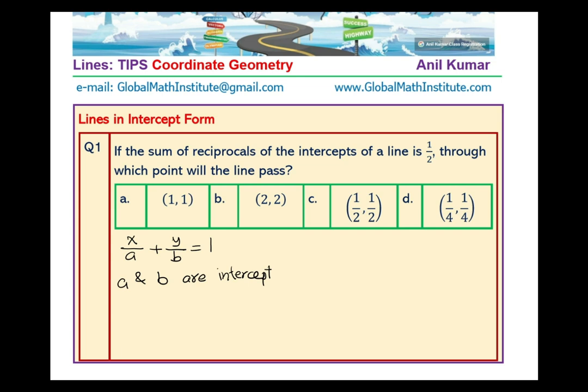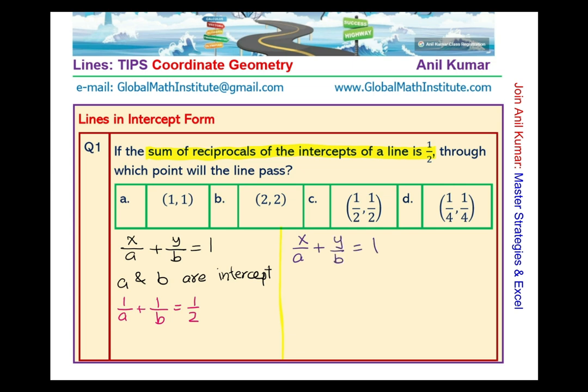Perfect. When we say sum of reciprocals of intercepts is half, it means 1 over a plus 1 over b is half. Make sense? So that is what it means when I say sum of reciprocals of these intercepts is half. Absolutely clear? And now let us use the intercept form of the equation of line, which is x over a plus y over b equals 1.